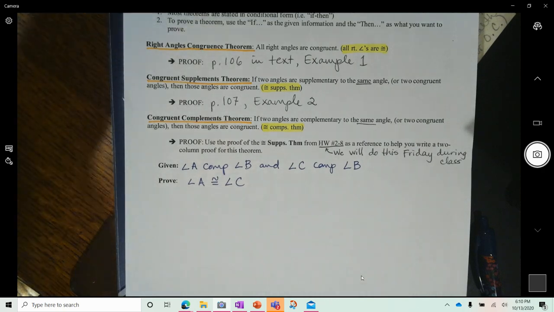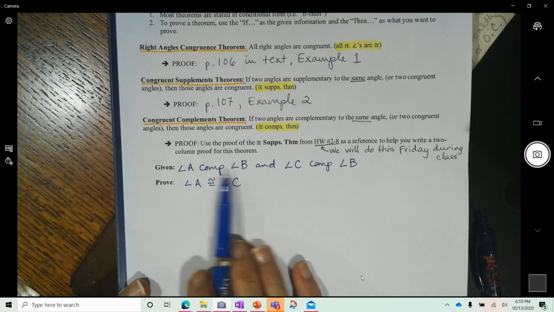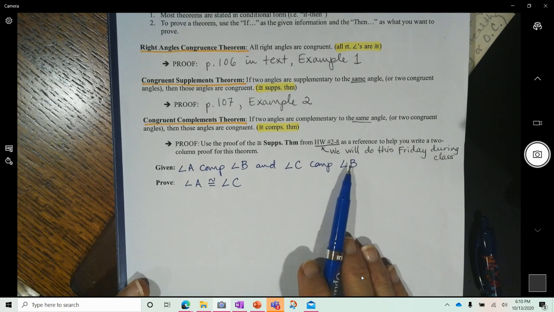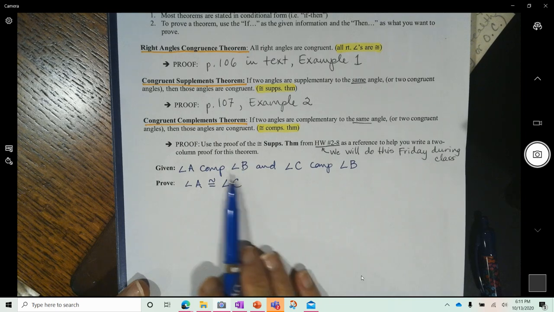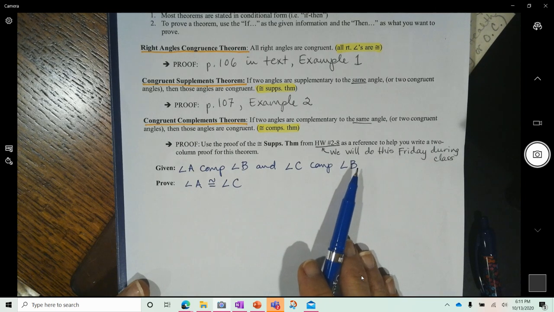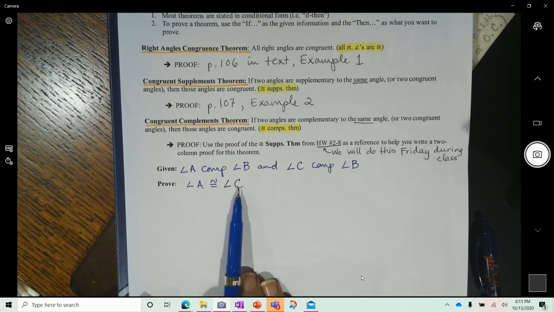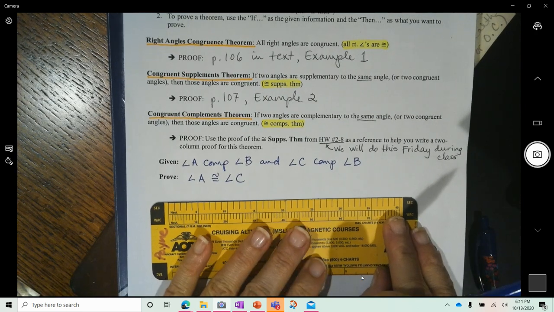So again, we want to talk this out. How are we going to get that to happen? Well, if these are complementary, then they add up to 90 degrees. If these are complementary, they add up to 90 degrees. So if they both add up to 90 degrees, I can set them equal to each other. And then if they both have a B on each side, I can subtract the measure of angle B. And then I end up with the measurements of these angles equal. So then I'll end up with them being congruent. So I can talk myself through it.